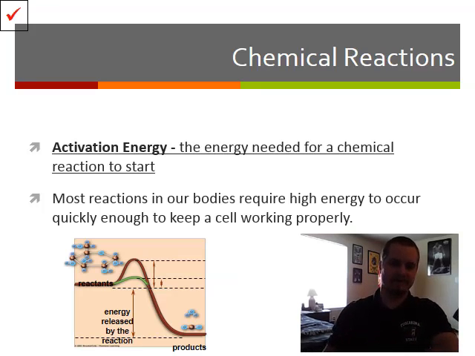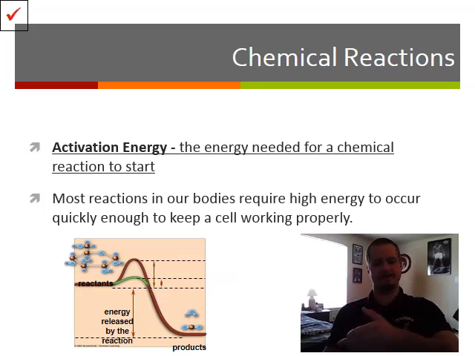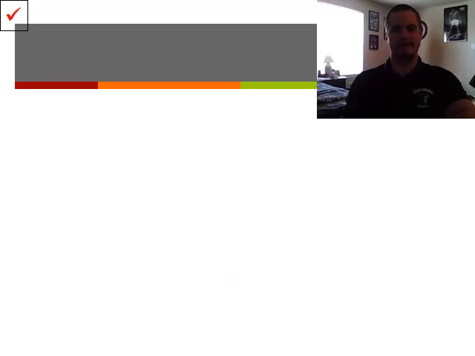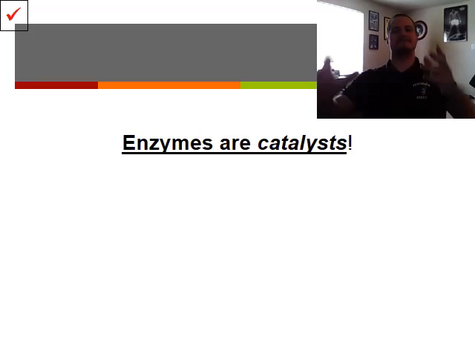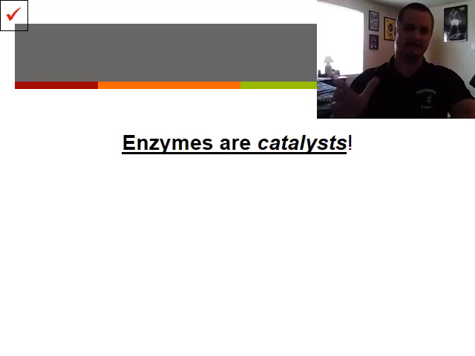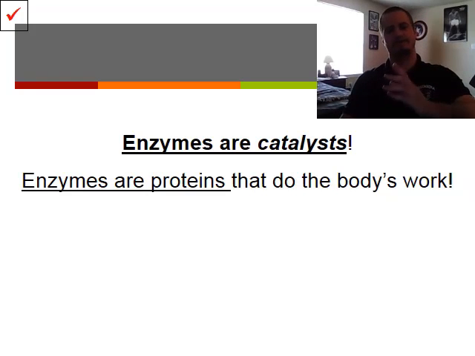However, we have something inside of us that helps with these to make sure that number one, we get the job done, and number two, we do it in a cost-effective energy manner. And those are what we call enzymes. So enzymes, these are catalysts. A catalyst, by definition, is anything that causes a change. So enzymes cause changes in our body. Enzymes are proteins that do the body's work.